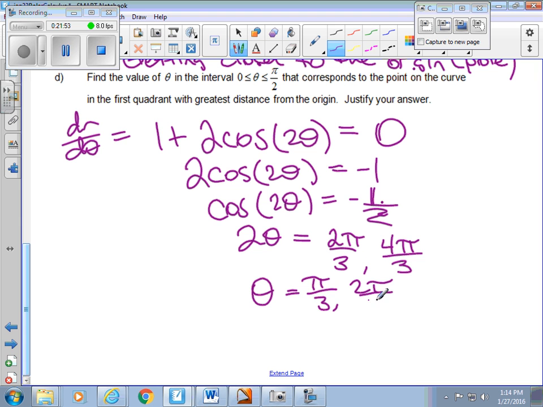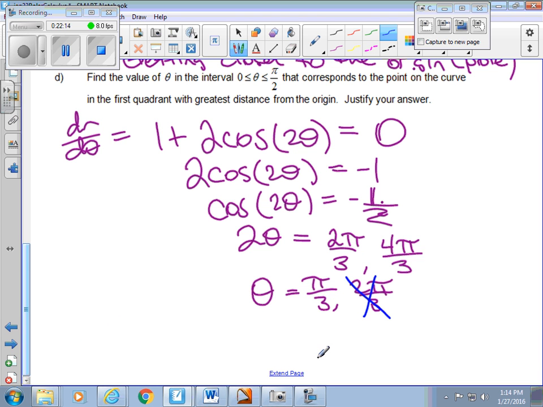And yes, as Joseph said, now you can probably tell why I waited until this point to make the decision on which ones to eliminate or not eliminate. I'm going to go ahead and divide by that 2 before I make that decision. Does everyone know why I would do that? So we want theta between 0 and pi over 2. So I'm going to eliminate that one. So just pi over 3.